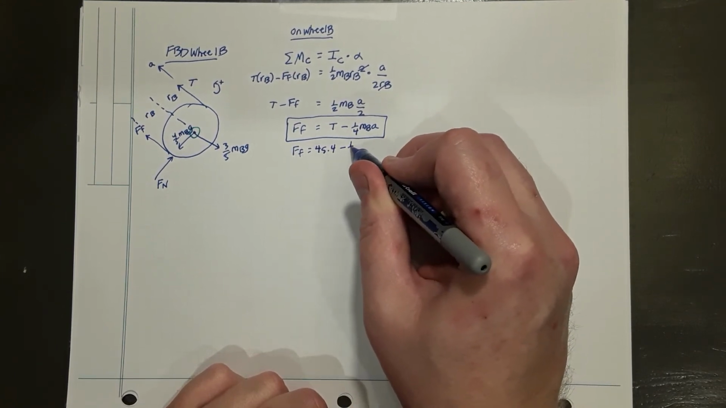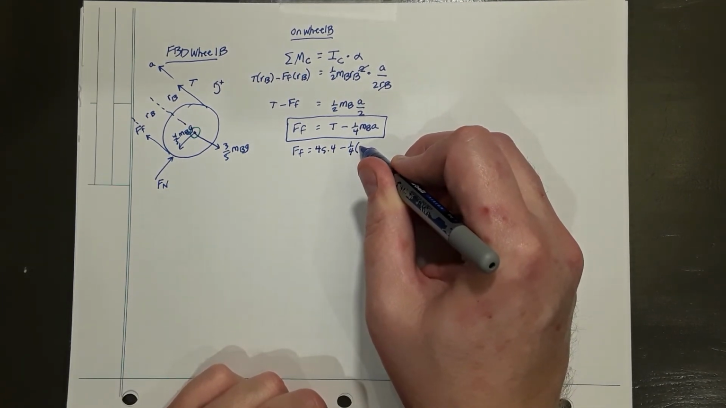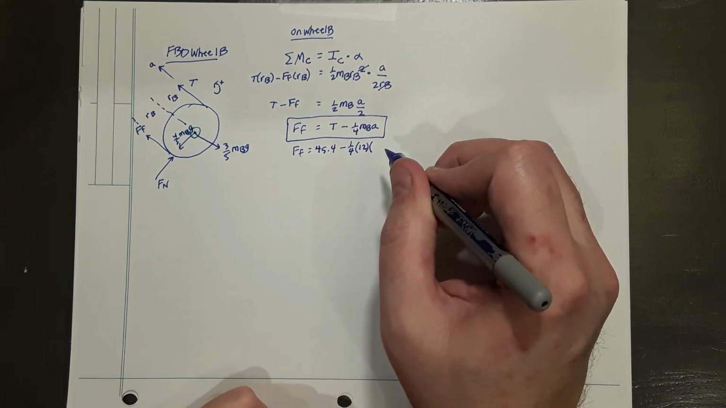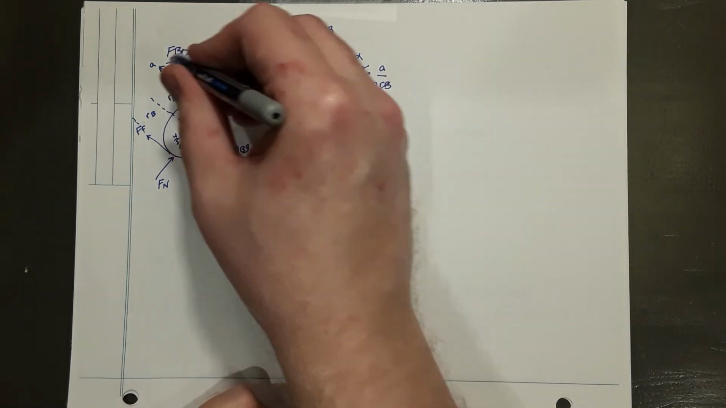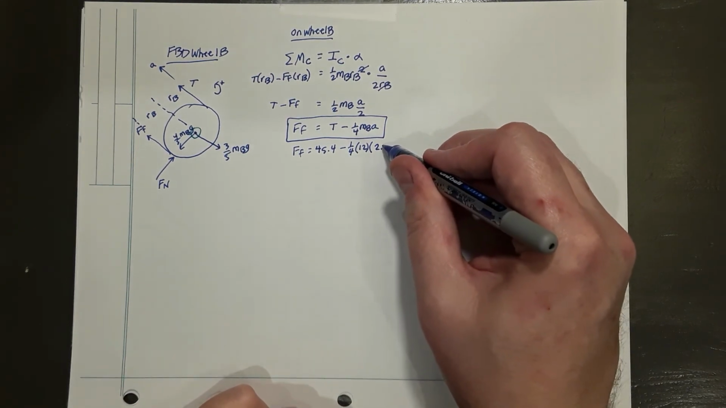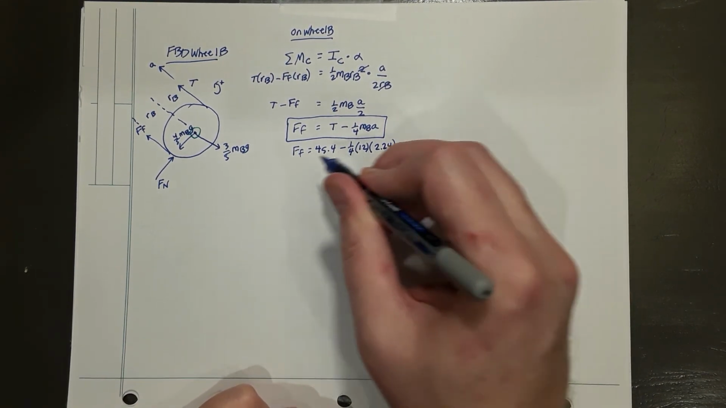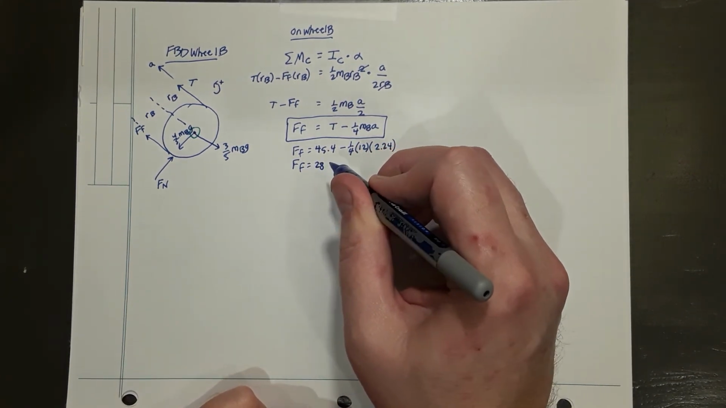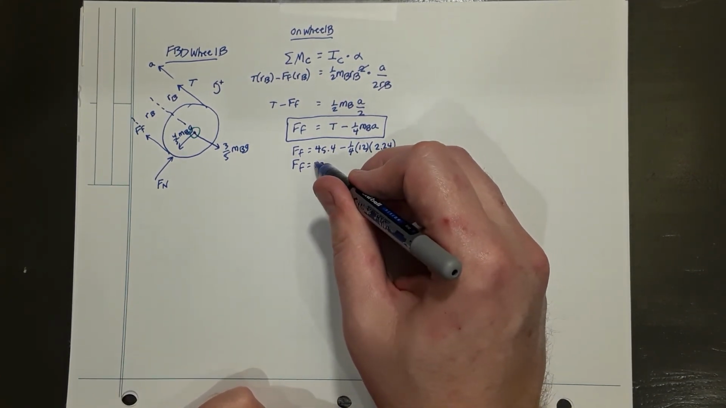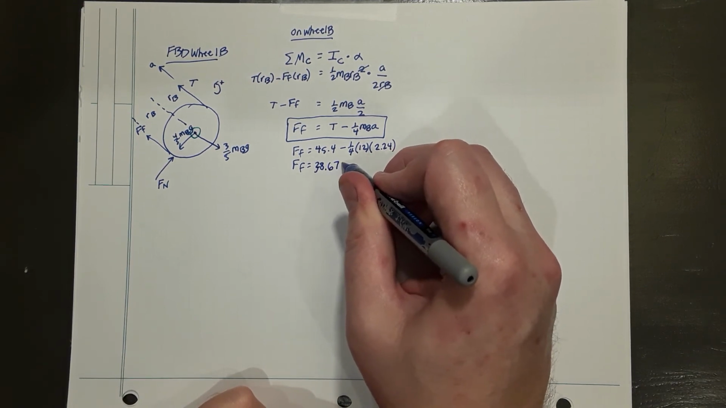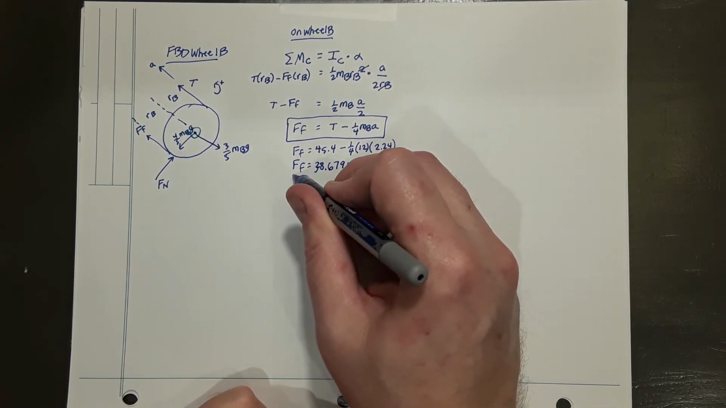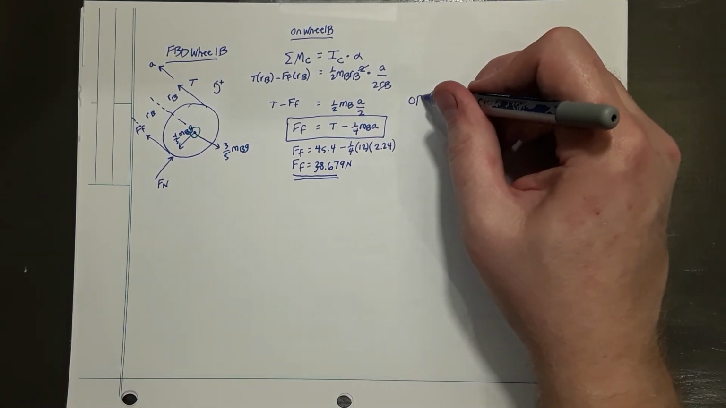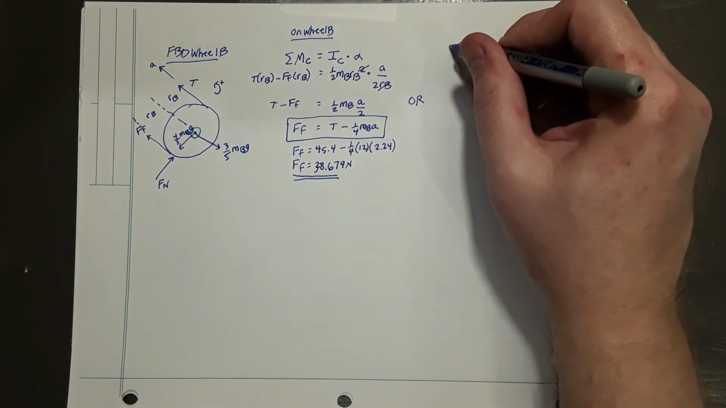We will end up with 45.4 minus 1/4 of 12 kilograms times A. That solution for A there, remember, was 2.24 meters per second squared. We end up with a force of friction that is about 38.679 newtons. This is just an intermediate quantity here. I can check this by doing a completely independent analysis.